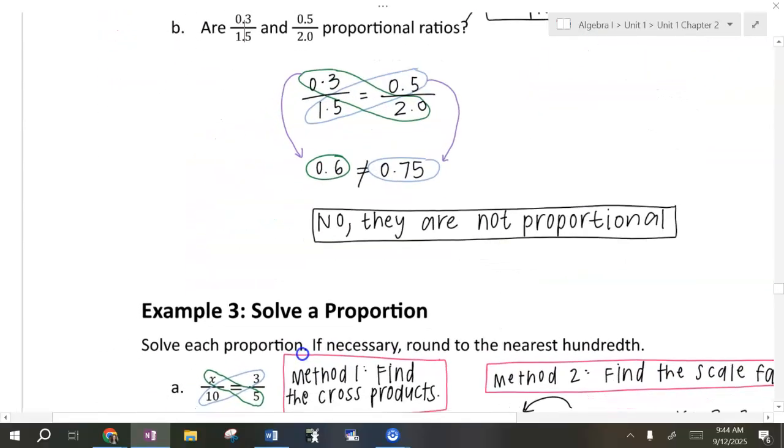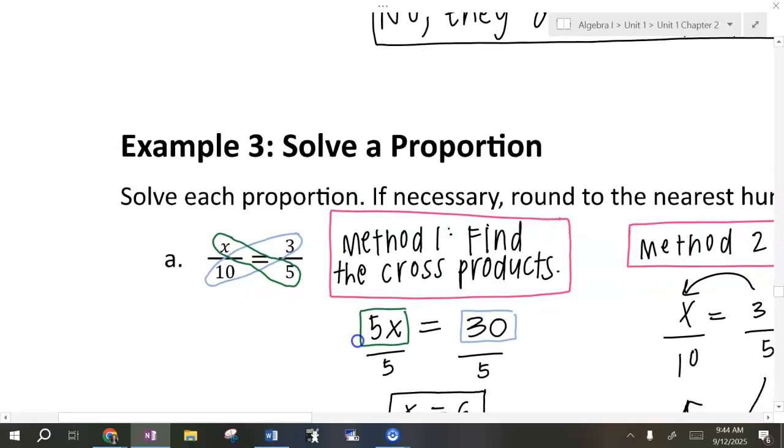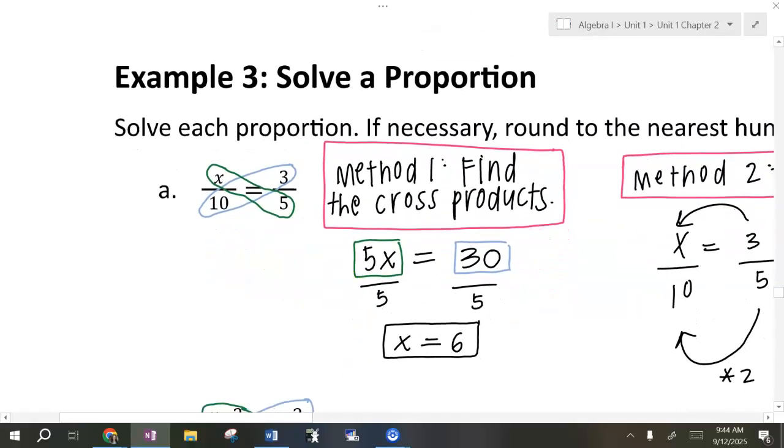Now let's look at solving a proportion. Here's an example. X over 10 equals 3 over 5. Method 1 is to find the cross products. So just like before, we could multiply straight across. X times 5 makes 5x. 10 times 3 makes 30.